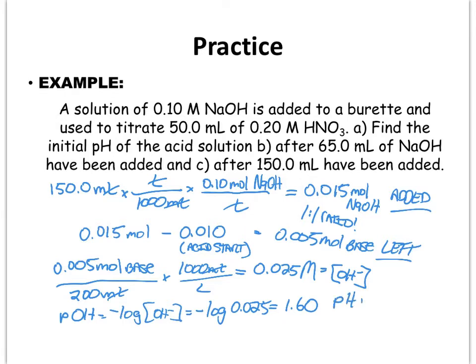So pH plus pOH is equal to 14. 14 minus 1.60 gives me a pH of 12.40, 2 decimal places, because we had 2 sig figs in our concentration. So that's how you go about solving the parts of this particular problem. Remember, this is specifically for a strong titration problem.